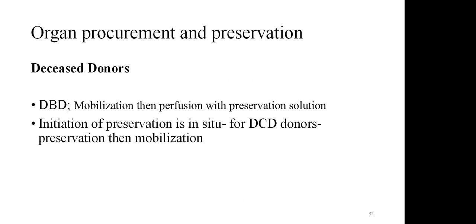For deceased donors, we have two categories: donation after brain death, for which mobilization of the organ is done first, then perfusion. While in donation after circulatory death, preservation is done first, then mobilization of the organ.